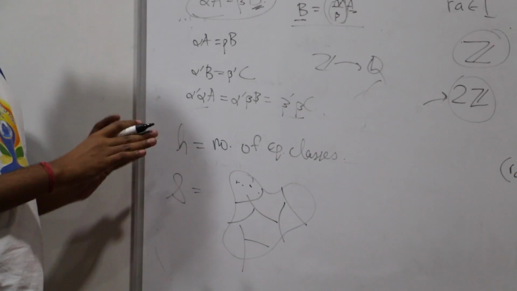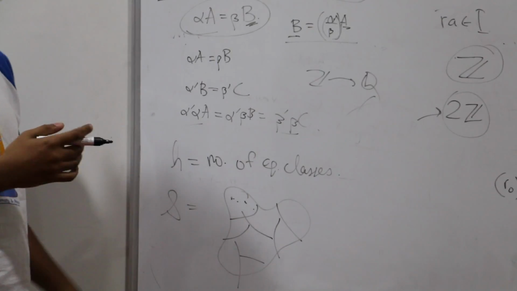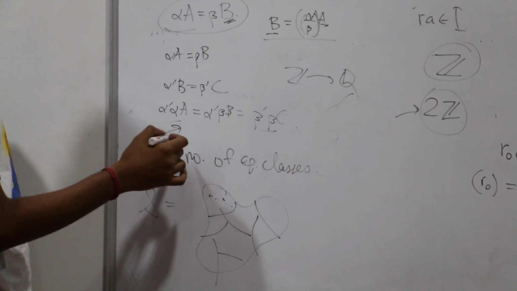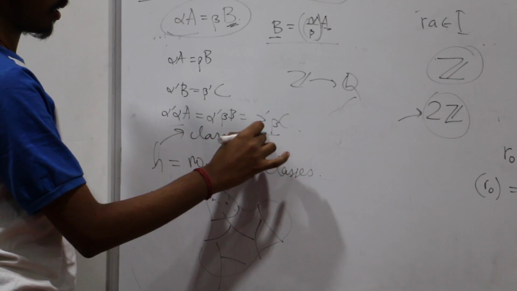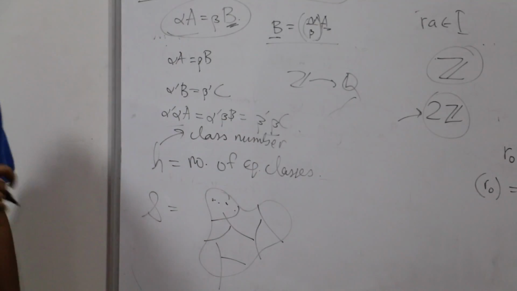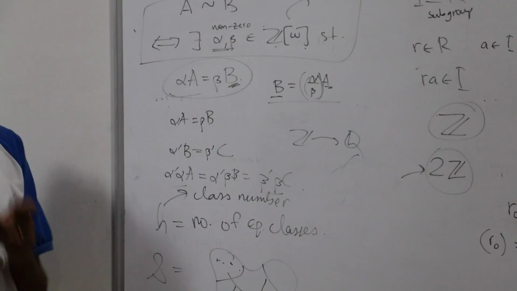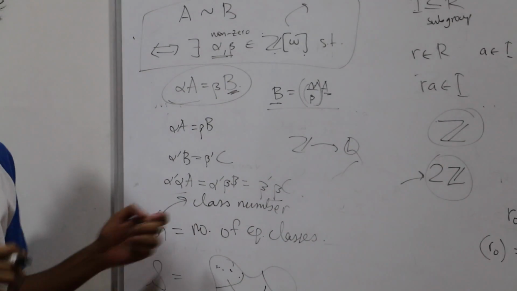It's not at all clear why, and it's a very important result, and one which I enjoyed proving in my project. The number of classes, which I'm calling h, is called the class number of this particular ring. And this is the main object of study, I think, in class field theory, if I'm not wrong.